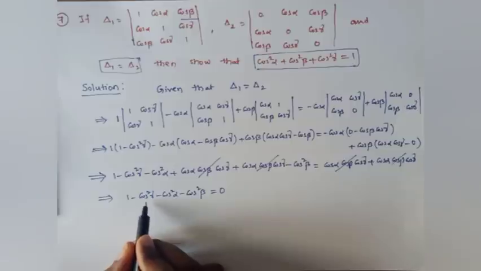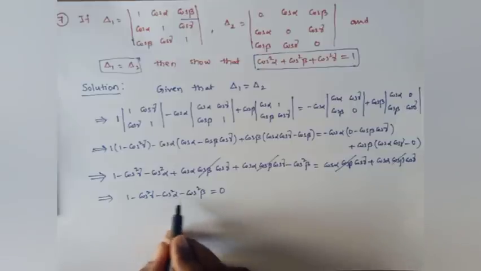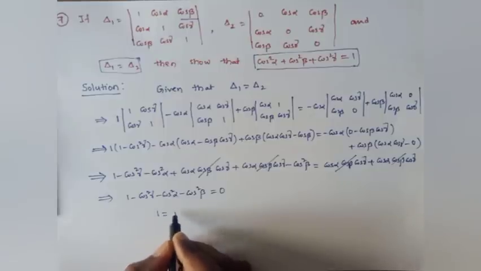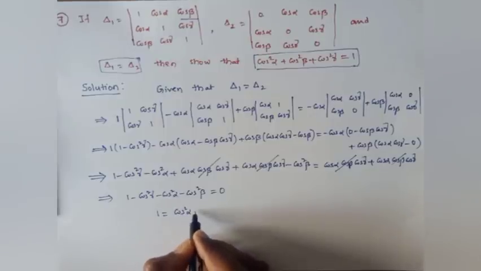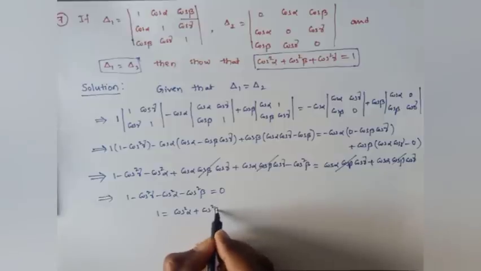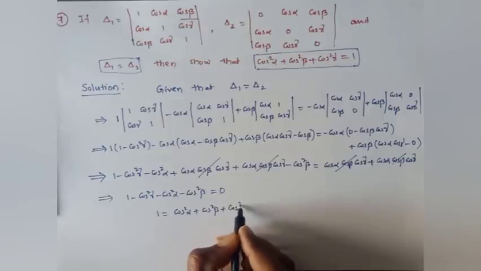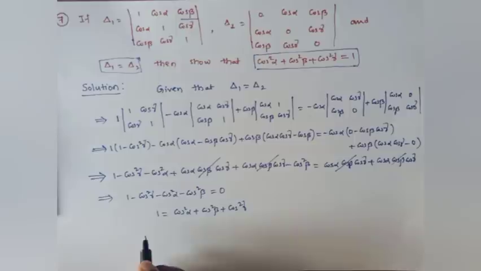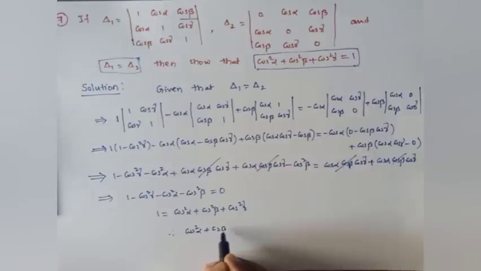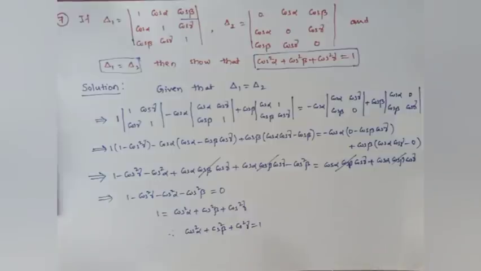Now you can transpose these cos square alpha, cos square beta, cos square gamma to the right hand side, therefore it is 1 equals cos square alpha plus cos square beta plus cos square gamma. Therefore cos square alpha plus cos square beta plus cos square gamma is equal to 1.